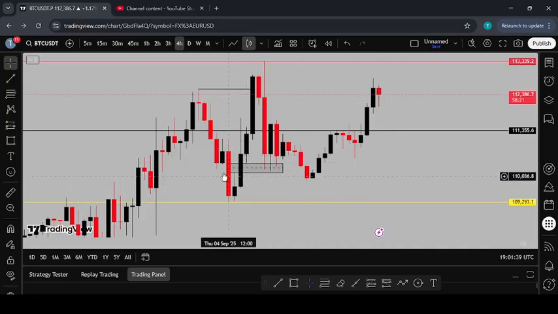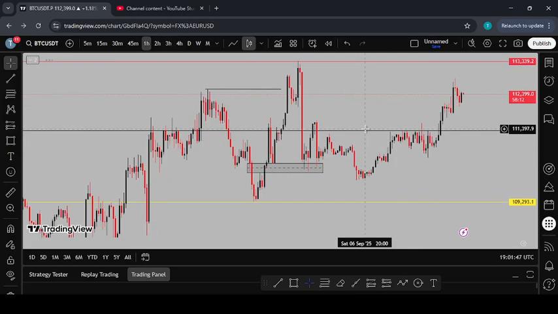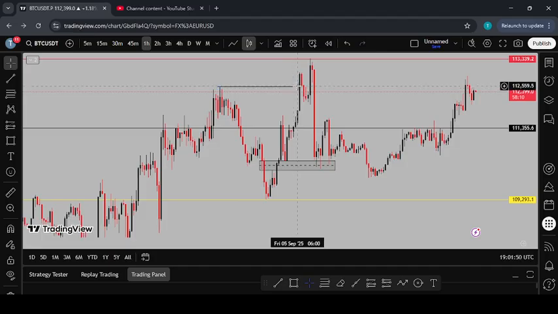Okay, so now we have identified this, and all we just need to do is to wait for price action. Let's see how price reacted. So if you go to lower time frames now, the 1 hour time frame, right? Now this is that break of structure we saw.